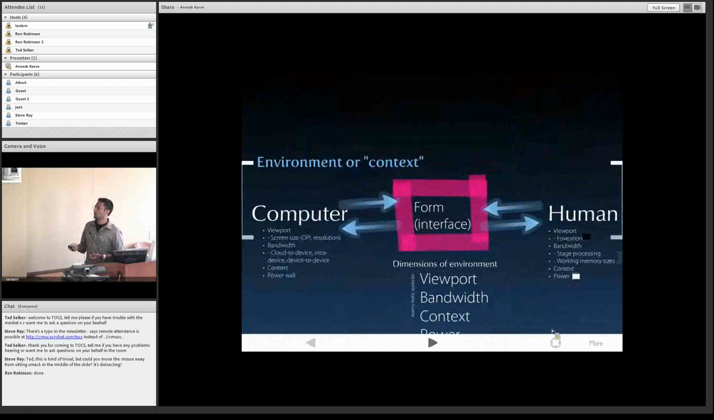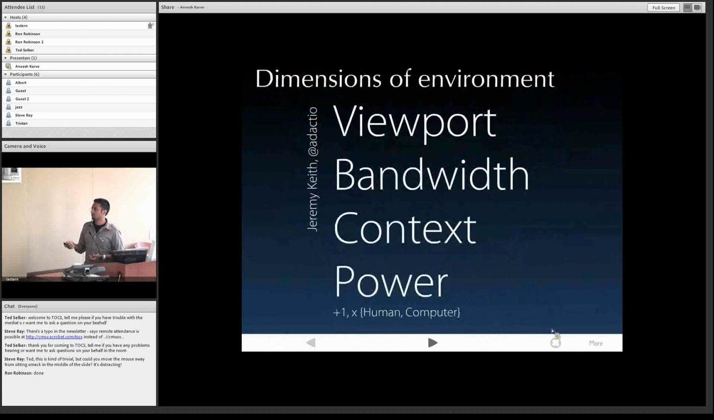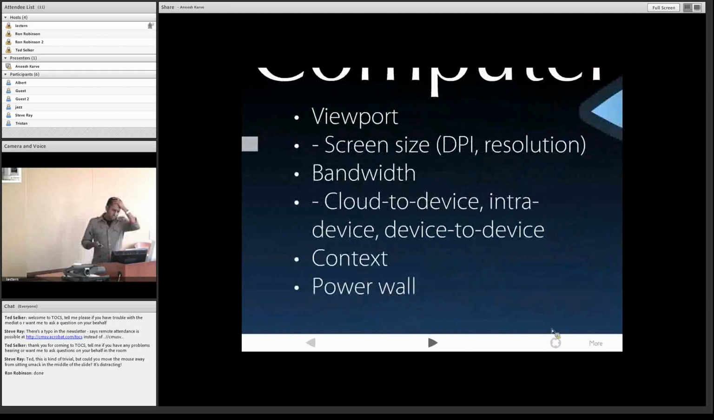All right, so some quick comments about each one of these dimensions. Okay, so viewport is pretty obvious. I don't think we need to motivate that further. Bandwidth falls into a couple of different categories, all of which have different average throughputs related to them: cloud to device, intra-device, and device to device. And in intra-device, we're talking about the buses, for instance, the CPU to GPU bandwidth. Context, we've talked a lot about, and we're going to give a precise definition in a moment. And finally, the power wall. The idea here is that if you want to carry a device in your pocket and not burn your hand and also have a battery life of more than 5 minutes, the power envelope of mobile devices is vastly constrained as compared to desktop devices.